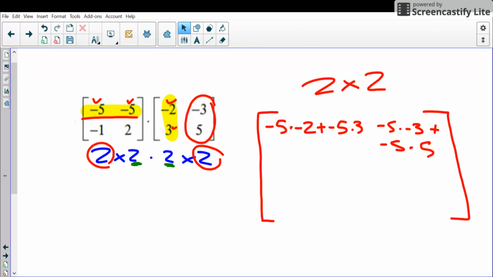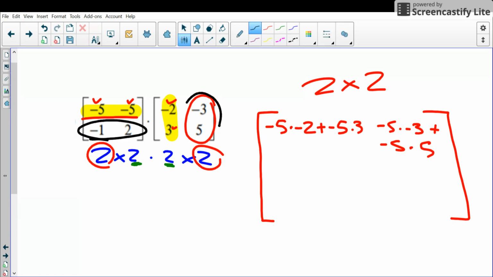To get my bottom right entry, I'm going to take my bottom row and my right column and put them together to get my bottom right. So I'm going to do -1 times -3, and I'm going to add to that 2 times 5. Now get me my bottom right.